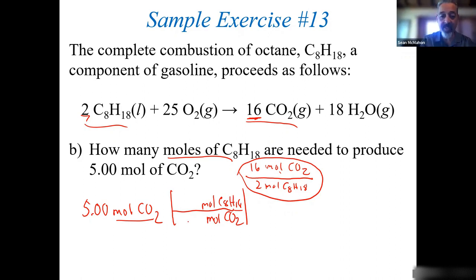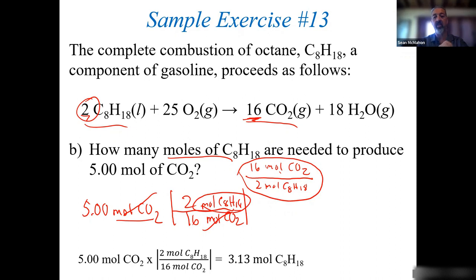The ratio is I need 2 moles of octane to produce 16 moles of CO2. Where am I getting it? The balanced chemical equation. So now what do I do? Moles of CO2 cancel. I'm left with moles of octane. And my final answer is 3.13 moles of octane.